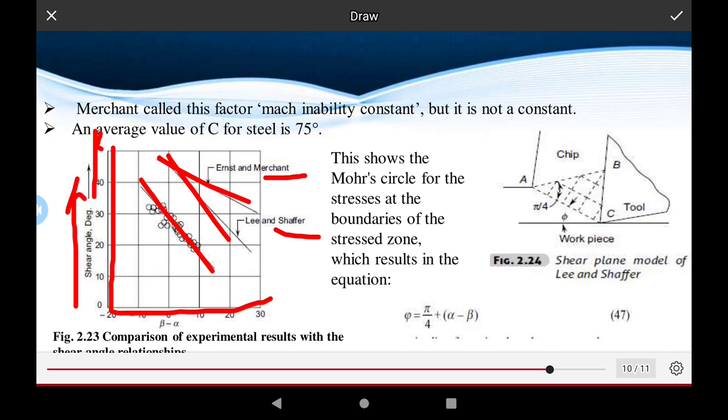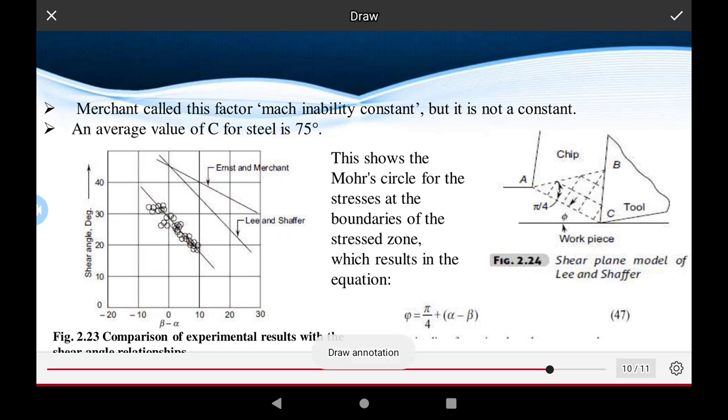This is the Merchant circle for the stress on the chip. The boundaries for the stress zone result in the equation for the cutting forces, with the tool and the chip. This area is the shear plane area. This angle is pi by 4. This angle is also the phi angle. And the C point is the tool tip on the workpiece.